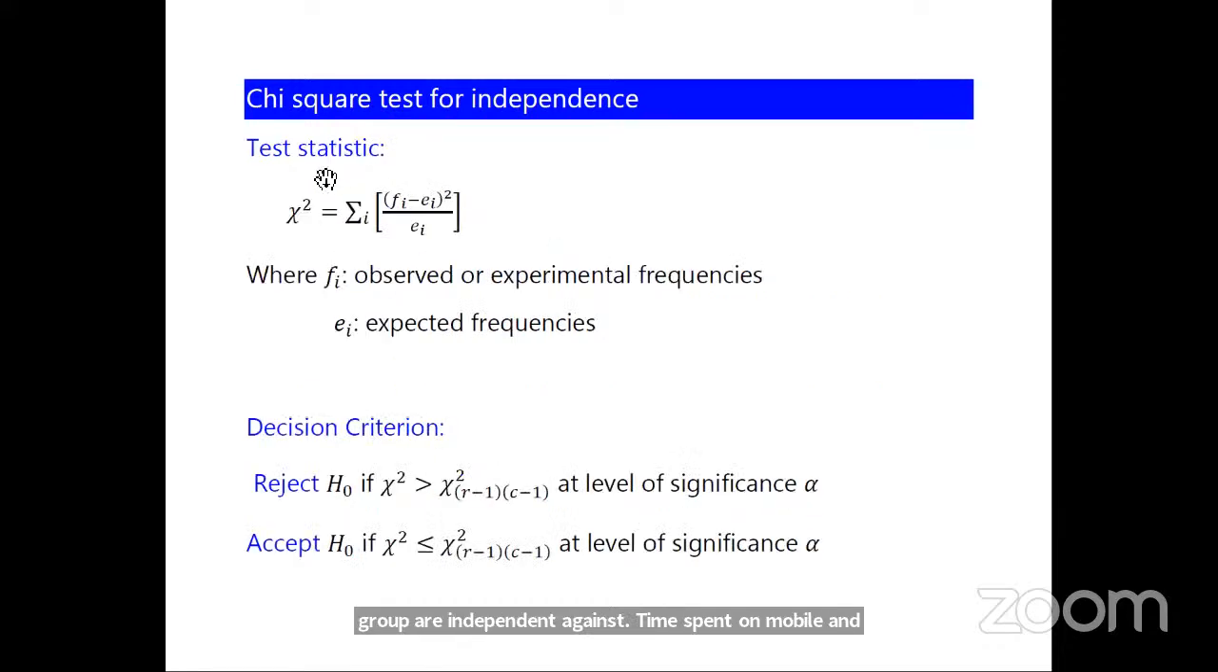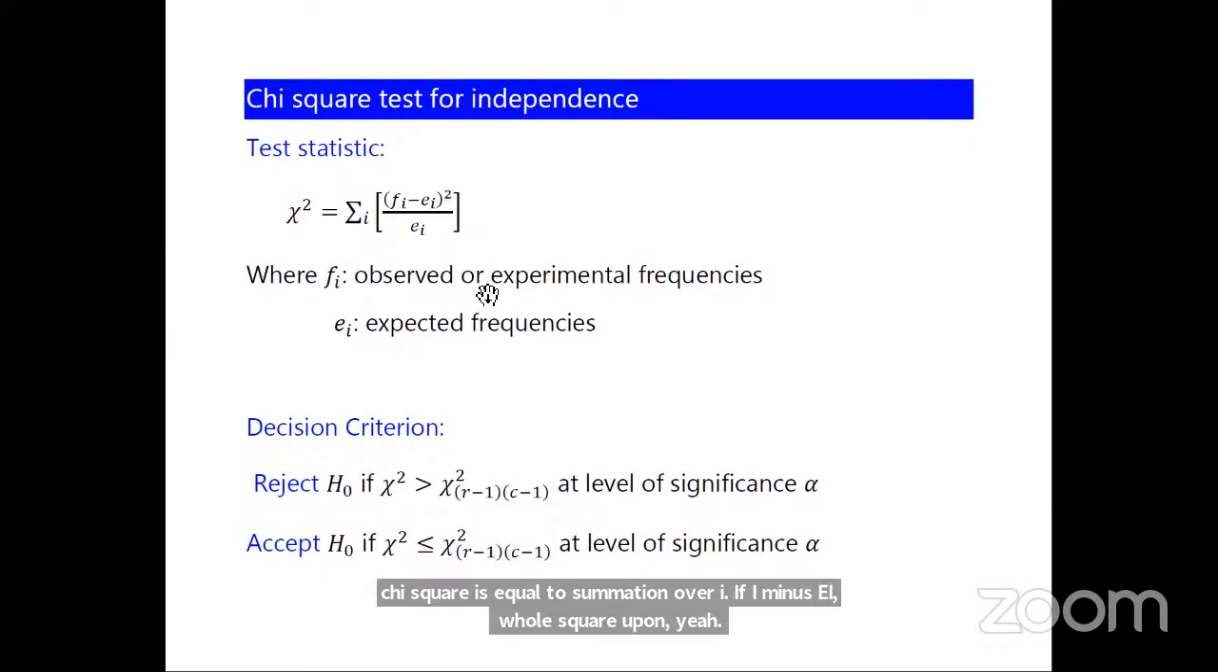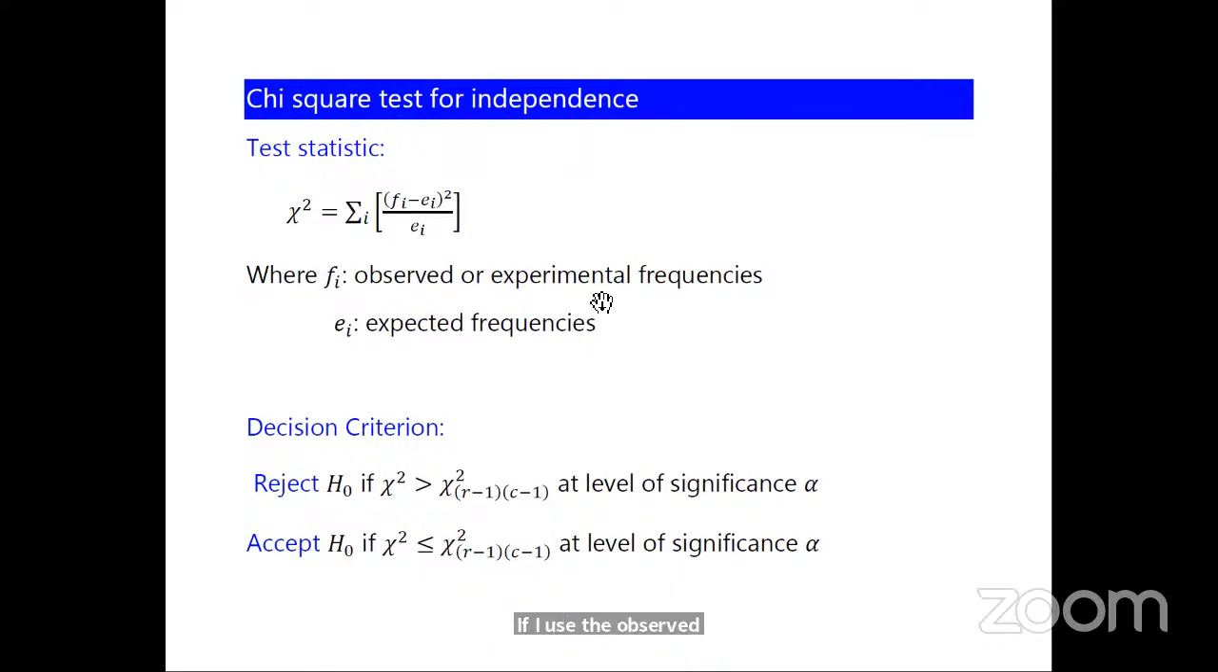Okay, now the test statistic. The test statistic is chi-square. This symbol is known as chi. So chi-square is equal to summation over i of (Fi minus Ei) whole square upon Ei. Fi is the observed or experimental frequencies. Ei's are the expected frequencies. I will tell you also, taking one example, how we calculate these expected frequencies. Right now, you just see that this is the test statistic for chi-square test for independence.